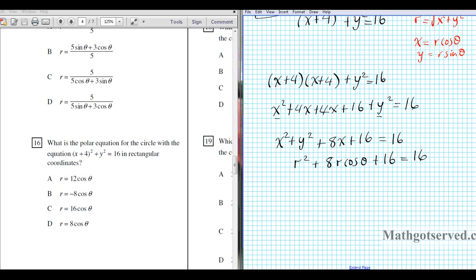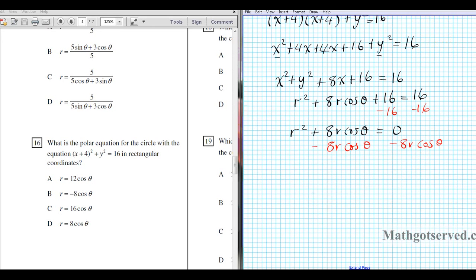All right. Okay, next step, we're going to subtract 16 from both sides. And then we can even subtract 8r cosine theta in order to get r isolated. But let's subtract 16 first. So we're going to have r squared plus 8r cosine theta equals 0. So now let's subtract 8r cosine theta from both sides. 8r cosine theta and 8r cosine theta. So we're going to have r squared equals negative 8r cosine theta.